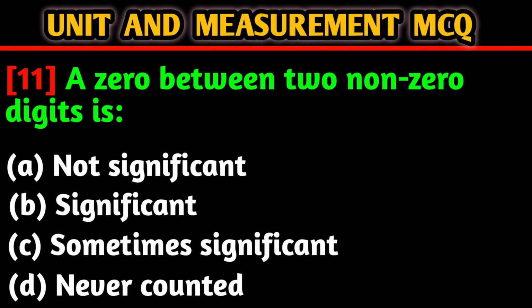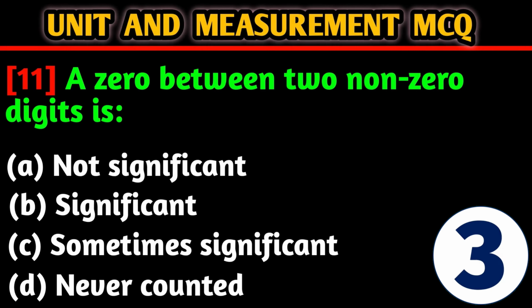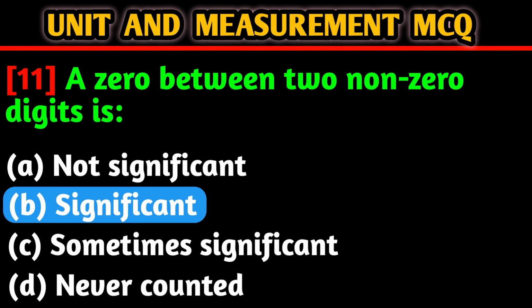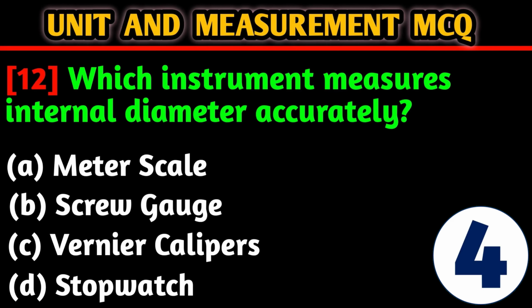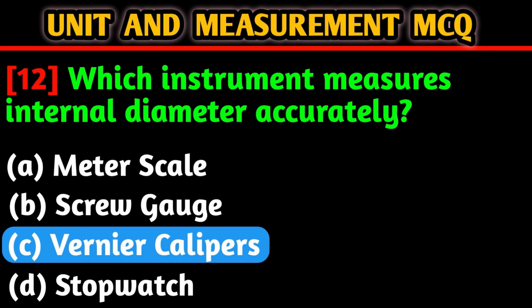Question number 11. A zero between two non-zero digits is? Option A, not significant. Option B, significant. Option C, sometimes significant. Option D, never counted. And the right answer is option B, significant. Question number 12. Which instrument measures internal diameter accurately? Option A, meter scale. Option B, screw gauge. Option C, vernier calipers. Option D, stopwatch. And the right answer is option C, vernier calipers.